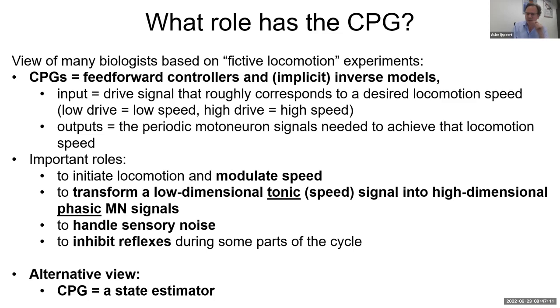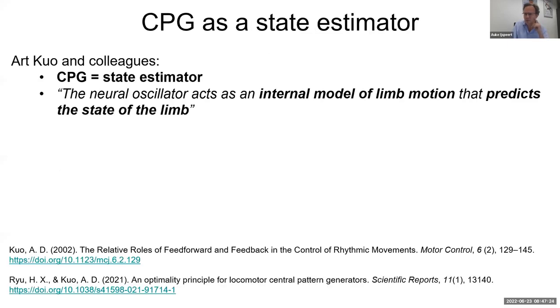Now, one thing that Noah alluded to a bit is an alternative view, which is to see a CPG as a state estimator. That's in fact a very interesting point of view that had indeed been proposed, at least one of the big proposals of that was Art Kuo in this 2002 paper. And I think it's a very interesting idea.